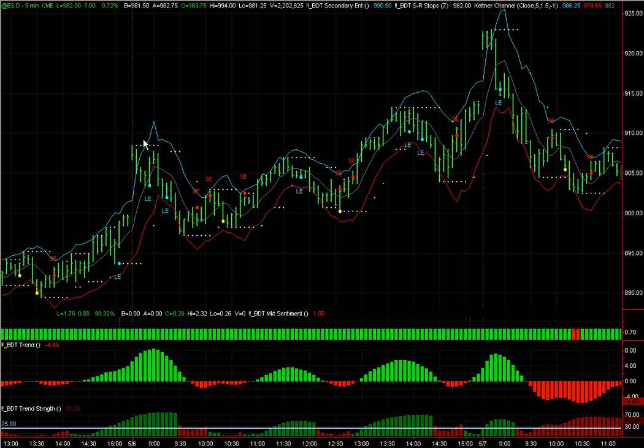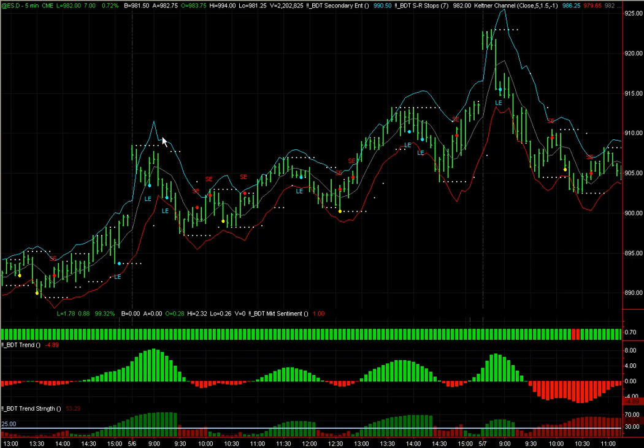I like the Keltner channel rather than the Bollinger Bands or the moving average envelopes because they take into account the average true range. So regardless of the volatility in the market, that's accounted for with the Keltner channels.